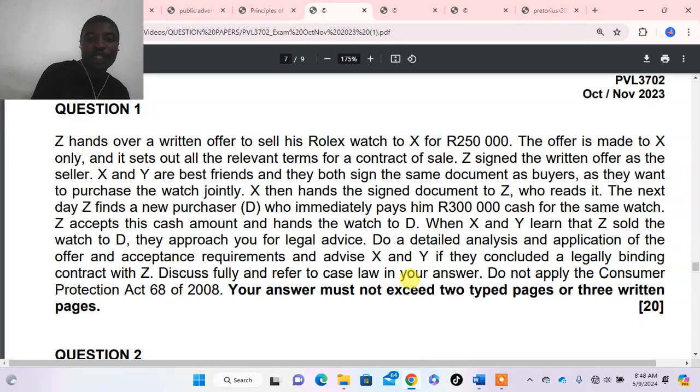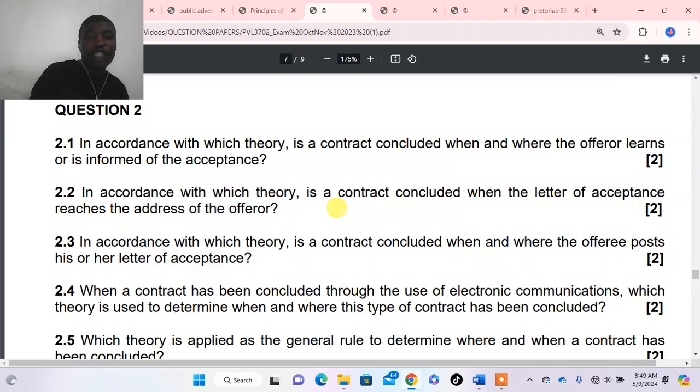Therefore, in this question, it was very clear that you must talk about the information theory. You must talk about the acceptance requirement, that the offer must be made to the person it is tendered to, and that the offer must be firm, and all those things. And then you discuss the relevant cases. So this question was very easy. That's why I'm not writing it down. Let me go to another question. This one, you just get the marks for free.